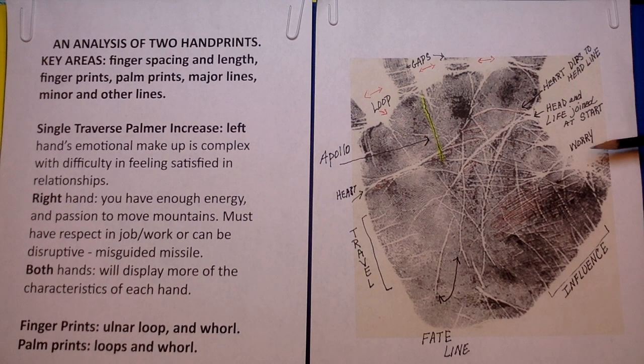Okay, here's an analysis of one. We'll do one because it's going to take up all our time. I'll try to go as quickly as I can. I'm covering the key areas here: the finger spacing, not the length of the fingers, but the finger spacing. The fingerprint, not on this one, but it's on the other one. Palm prints, yes. Major lines, yes. Minor and other lines. And of course, the next two or three sentences don't apply because we don't have traverse here. But looking at the bottom of the page, we're talking about the last sentence. Palm prints, loops and whirls. Now we have loops here, and I'll tell you about that when we get to it. All right, let's get started.